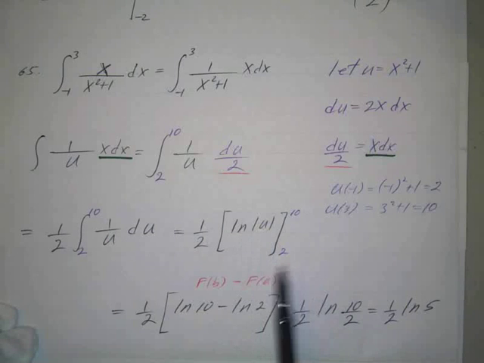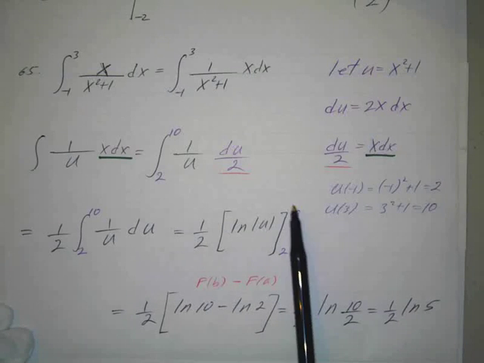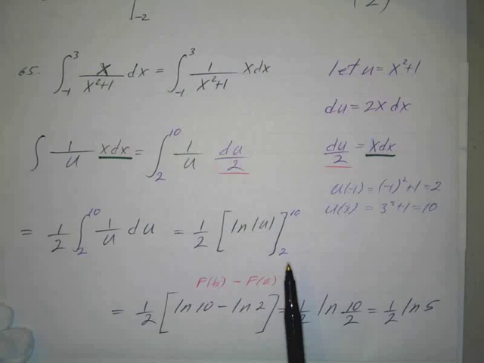And then the antiderivative of that will be the natural log of u, going from 2 to 10, using the f of b minus f of a form, the fundamental theorem of calculus. So I got 1/2, and this is my natural log of 10, the absolute value of 10 is just 10, minus the natural log of 2. That's my f of b minus f of a. And that's the same thing as 1/2 the natural log of 10 divided by 2. Remember, the difference of the logs is the log of the quotient, but 2 goes into 10 5 times, so that's just 1/2 the natural log of 5.